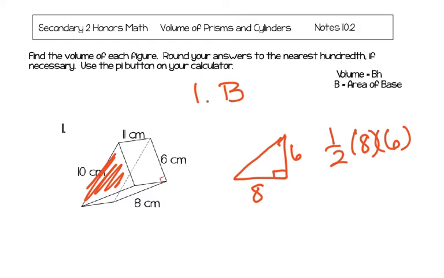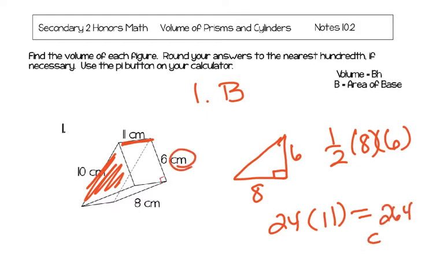And then for the volume, I look at how high I stack it. So I'm going to stack it 11 centimeters. So I'm going to take 24 times 11. And when I multiply that together, that's how I'm going to get my volume. So my volume for that is going to be 264, and because we're talking about centimeters, it's going to be centimeters cubed.